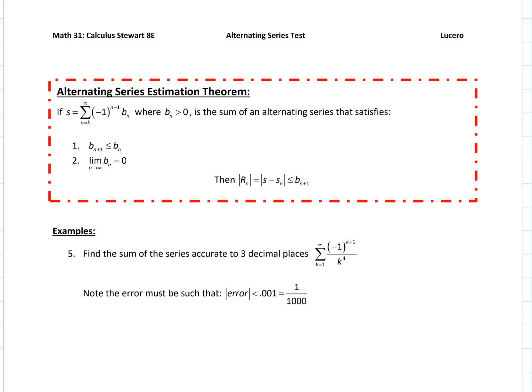To wrap up the estimation series test, we have the alternating series estimation theorem. It says that if we want to estimate the sum of a converging alternating series, then first of all, we justify that it meets the conditions of the alternating series test. So is it a decreasing series, and does the limit go to 0?